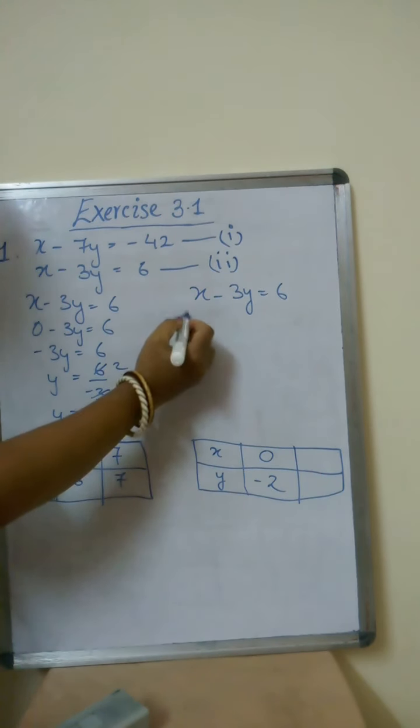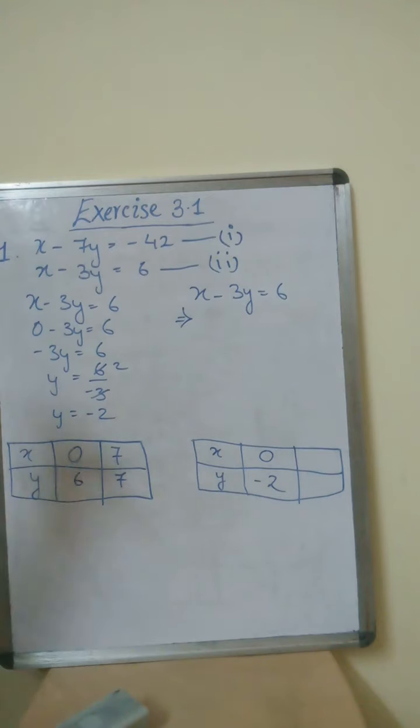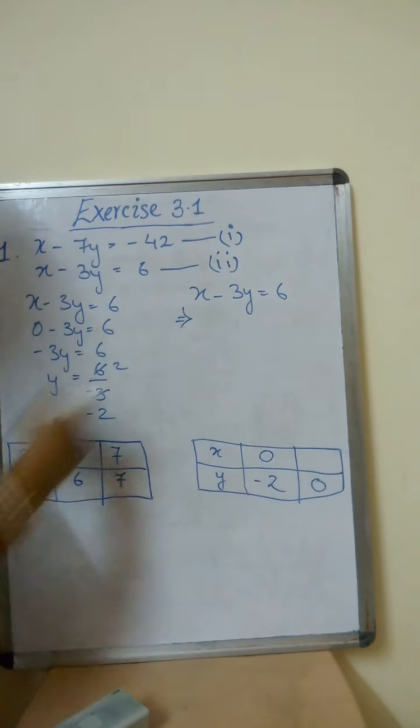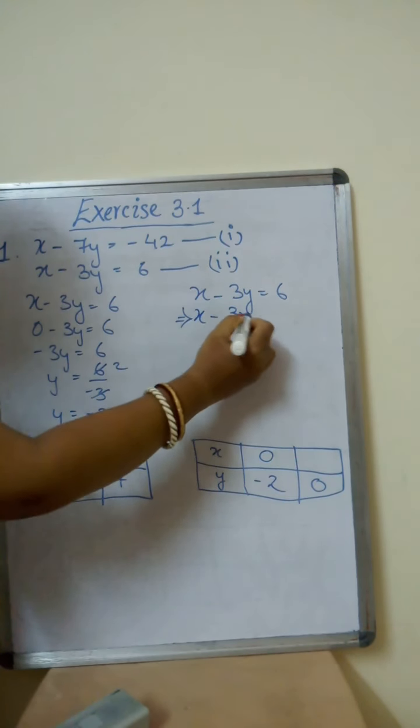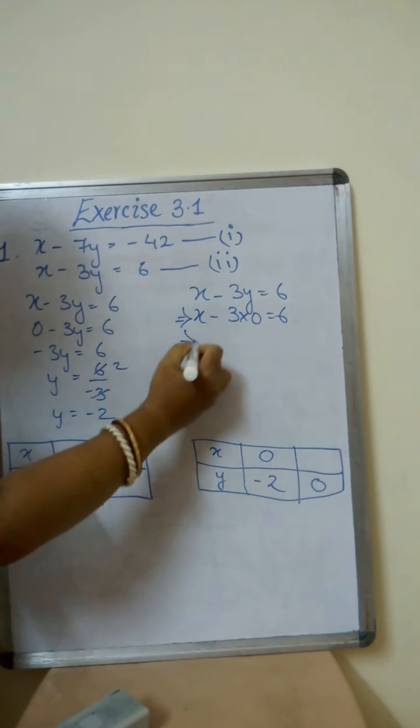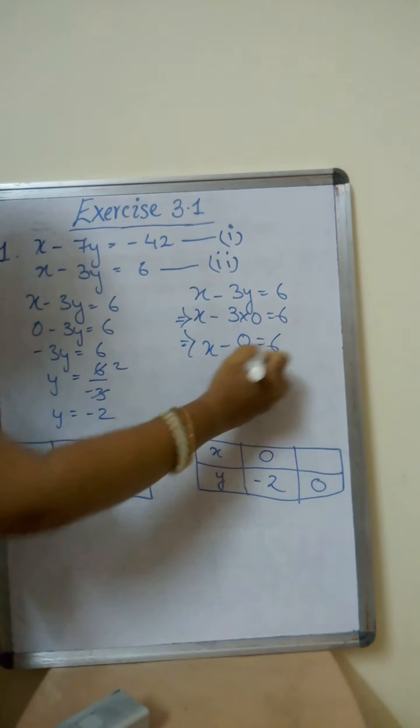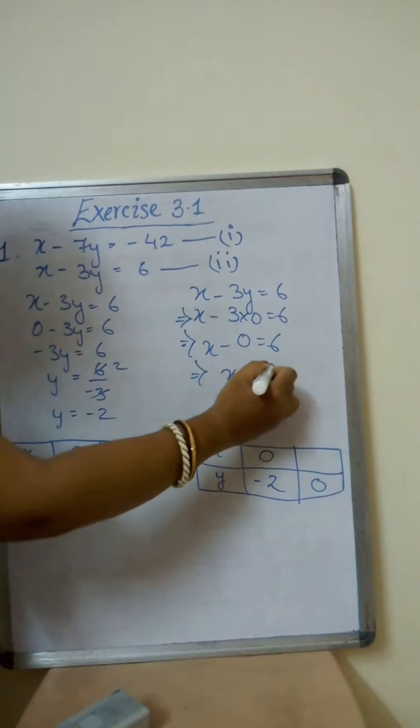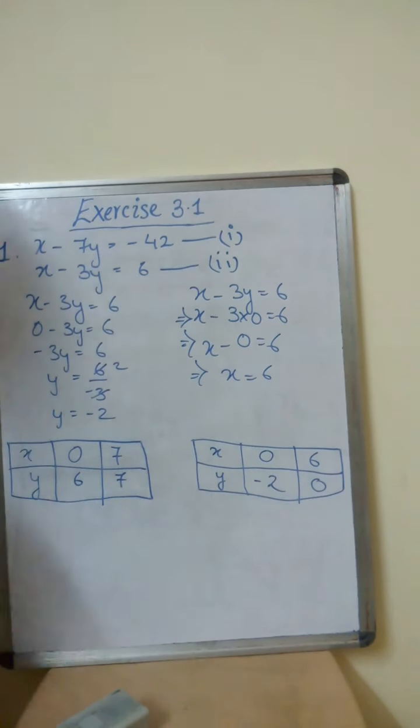Now here I take the value of y to be 0. Okay. So x minus 3 into 0 is 0, so x equals 6. So my value of x is 6. Now my two tables are ready.